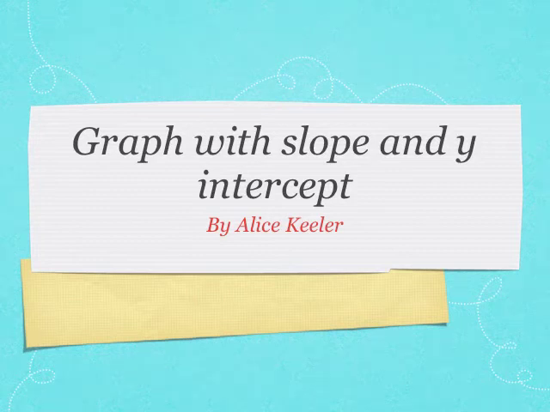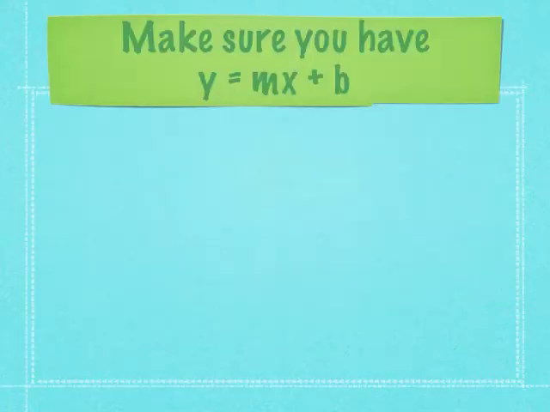Okay, we're going to graph with the slope and the y-intercept. What's going to be really important is that you make sure you have your equation in the right order. You want to have the letter y, and you want to have an equal sign, and then you have your x term in the middle, and then you have a constant term at the end, and a constant means there's no variable. So let's look at 2x minus 3y equals negative 12.